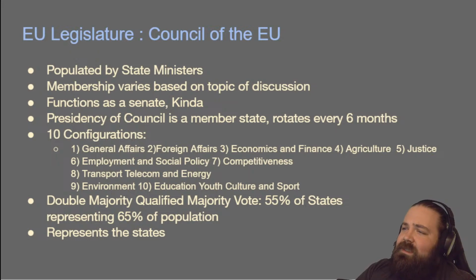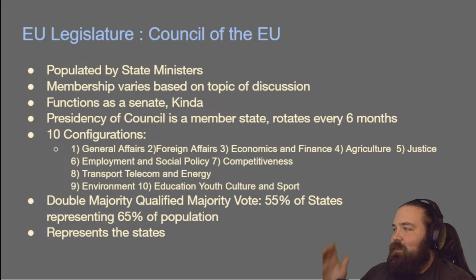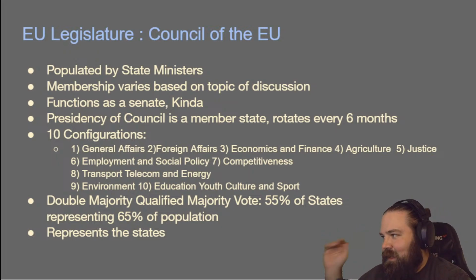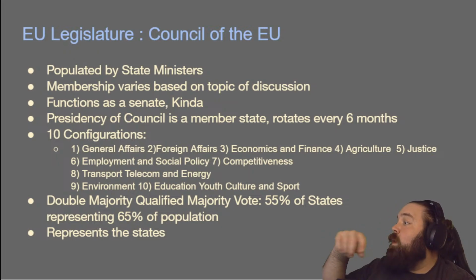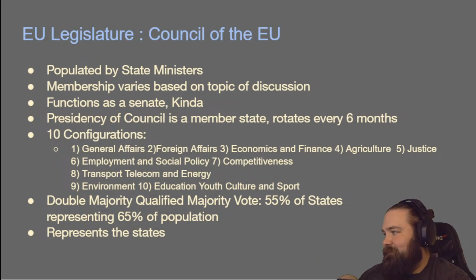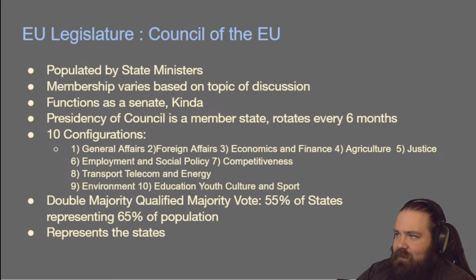The presidency of the council is assigned to a member state. So every 6 months, it'll be something like Latvia, Estonia, Greece. It'll rotate through. It's a rotating 6-month presidency, and they convene the council. They bring together the council when it's needed for whatever configuration it needs. And there are 10 different ways that the Council of the EU can be brought together.